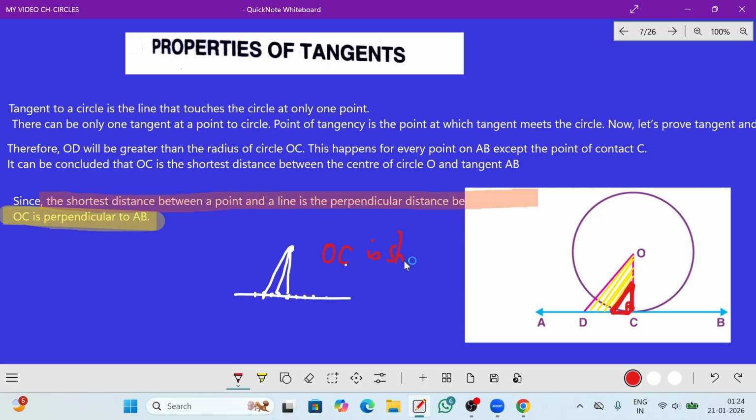OC is the shortest line drawn from a point O to the tangent. That is the tangent AB. So we can say that this line from the center of the circle to the tangent is the perpendicular line. We learned in ninth standard that when we draw the shortest line from a point outside the line, this line is always perpendicular to that line. We have proved this in ninth standard.